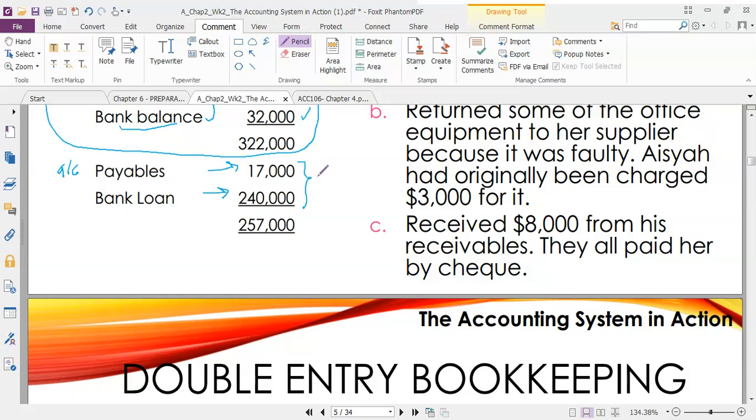What is the element for payables and bank loan? What we call liabilities. That is correct. So account payables, you must remember that is liabilities. Bank loan is also liability. So there, Aisha has a balance on that account. It means that it is the opening balance for liabilities.